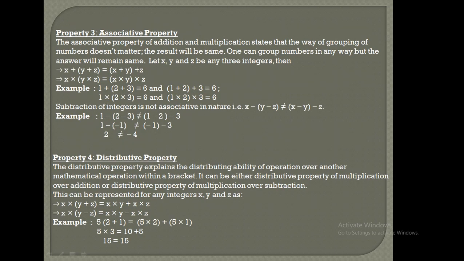Now we will move to the next one, that is associative property. The associative property of addition and multiplication states that the way of grouping of numbers does not matter.